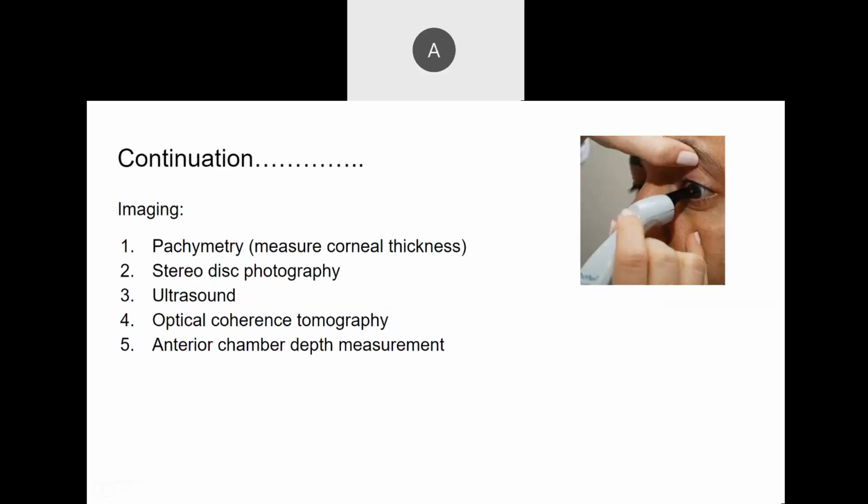The imaging, okay, pachymetry, right, to measure the cornea thickness. Okay. And then visual field, where is the visual field? There isn't any, doctor.